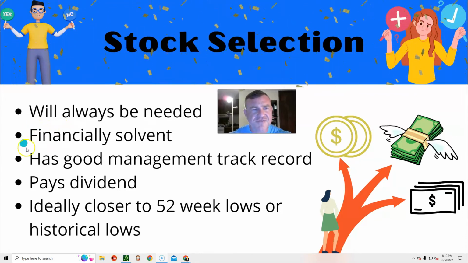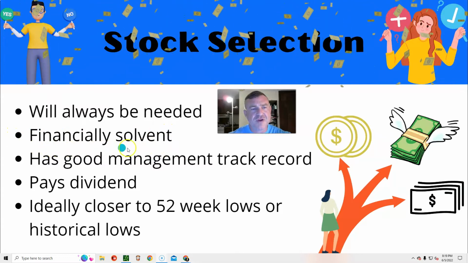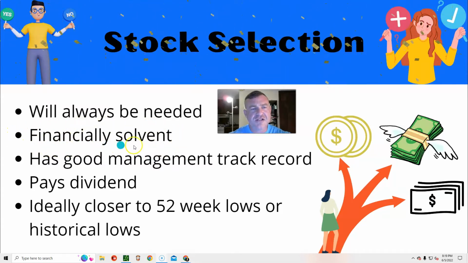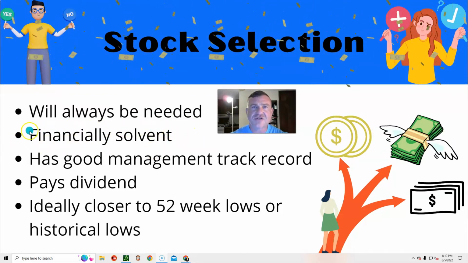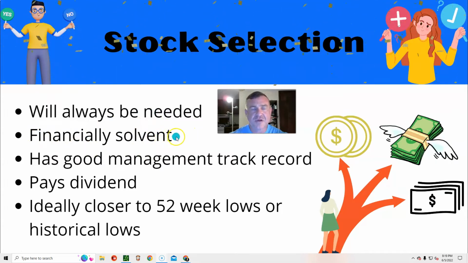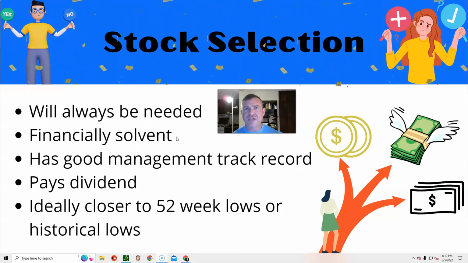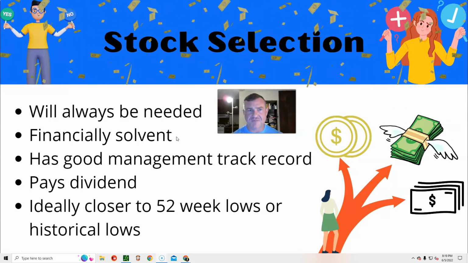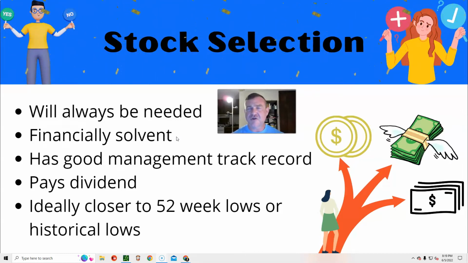Next thing you want to look at is whether the company is financially solvent. For example, there was a stock in an industry that would always be needed, energy. The stock was called Enron, and they were not financially solvent, so they're not around anymore. So you might have to learn a little bit about how to look at a financial statement. You don't have to be a master of it, but you have to learn a little bit.